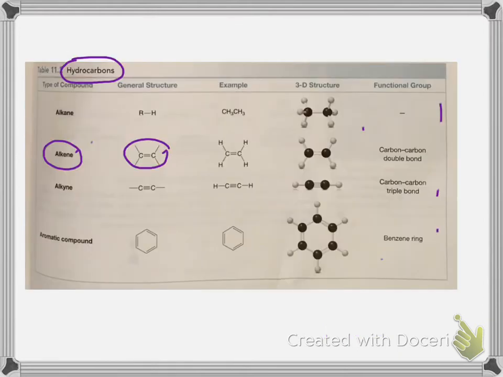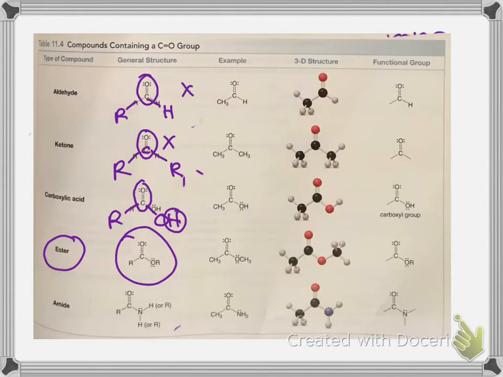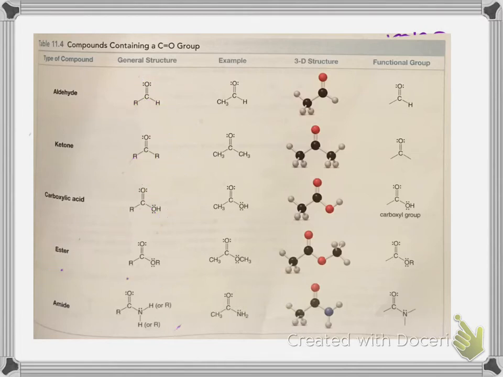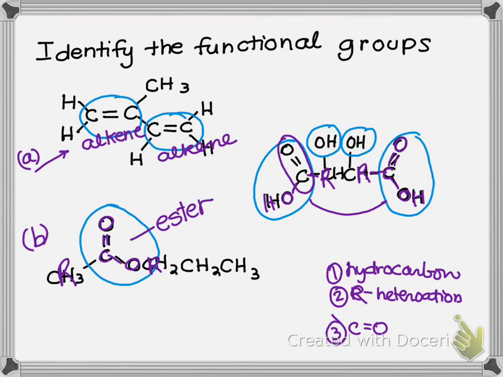So I'm going to go back to my C double bond O table. Let me erase. They all have C double bond O, and I want R on one side and OH. So I look right here, I see where I have an R on one side and OH on the other. So this is called a carboxylic acid. So these two right there are carboxylic acids.